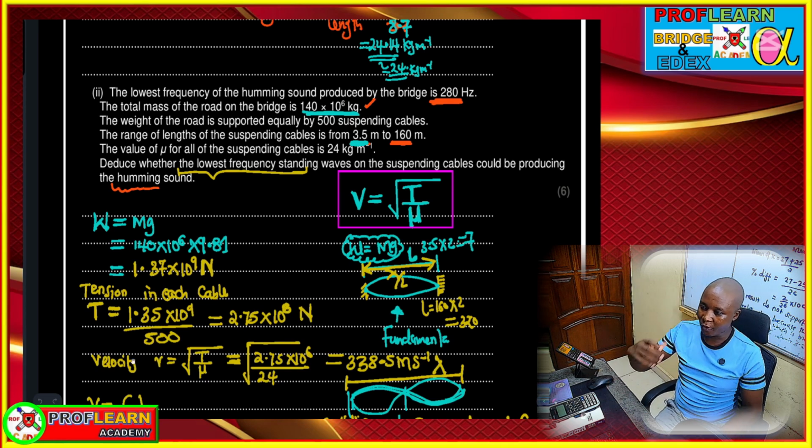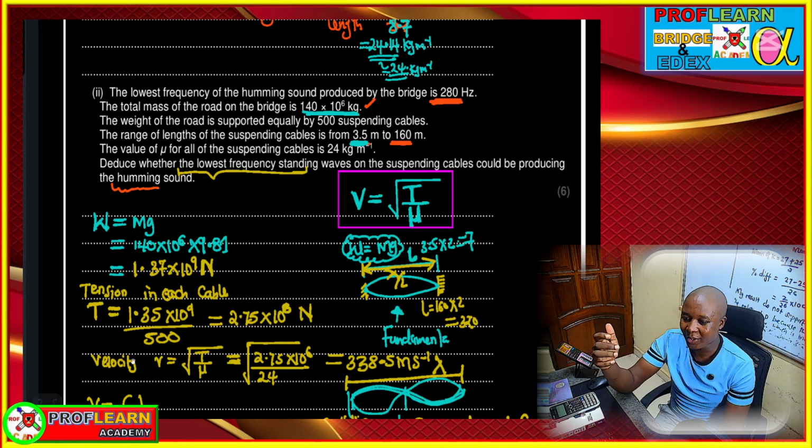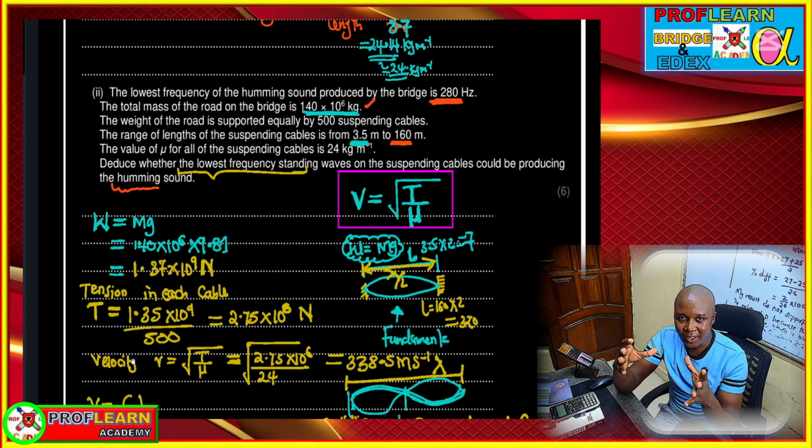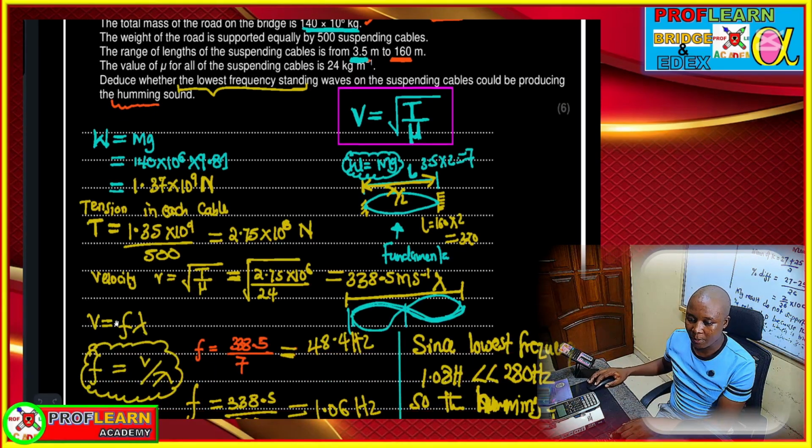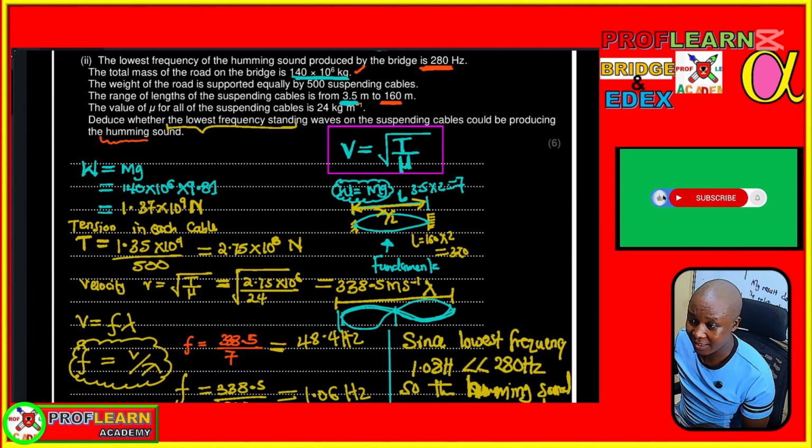Now, for us to work out the frequency, we need to know the speed of the wave in the wire or in the cable, so that we can use V equals F lambda in order to work out the frequency. For V, we are going to use this formula: V is equal to the square root of tension over mass per unit length. So basically that is the concept and the formula we are going to use at this given point.